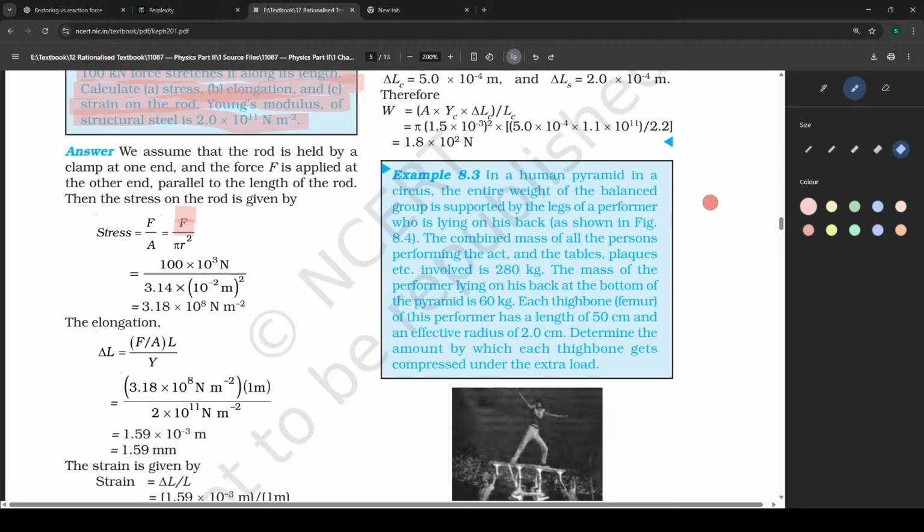In a human pyramid in a circus, the entire weight of the balanced group is supported by the legs of a performer who is lying on his back. The combined mass of all the persons performing the act and the tables, plates, etc. involved is 280 kg. The mass of the performer lying on his back at the bottom of the pyramid is 60 kg. Each thigh bone, that is femur, of this performer has a length of 50 centimeter, half a meter, and an effective radius of 2 centimeter. Determine the amount by which each thigh bone gets compressed under the extra load.